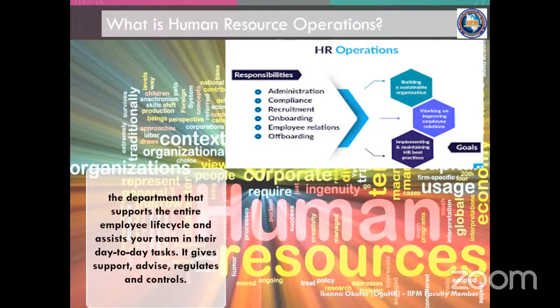On a broad view, you see the six core responsibilities of HR, which has to do with administration. All those further operations, you can fit them under administration, compliance, recruitment, onboarding, employee relations, offboarding. Offboarding is as important as onboarding, but unfortunately, many organizations don't take that seriously. A lot of big organizations that you can mention by name today don't even care about offboarding. All right.